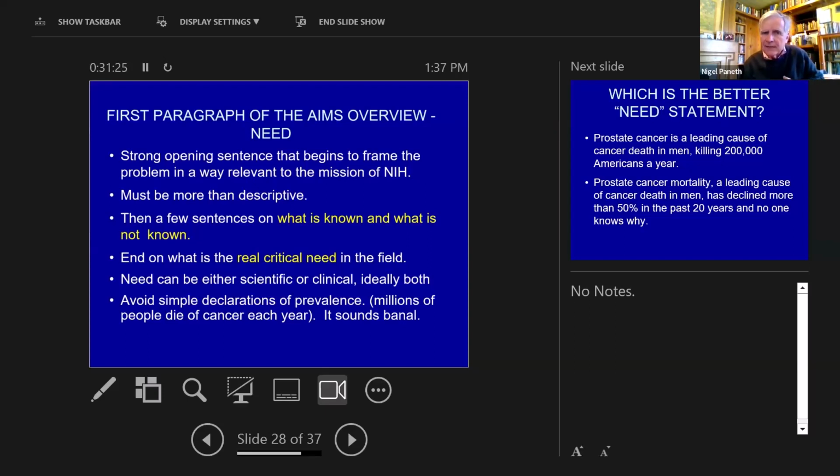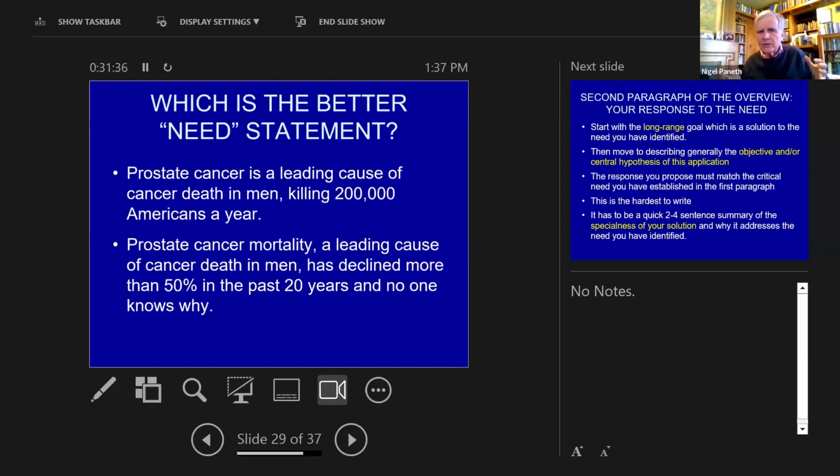And I think sometimes people tend to begin a research proposal with a simple statement of how large a burden. I don't think that works very well. Let me show you the next page. For example, if you start, and I've seen so many proposals begin this way, prostate cancer is a leading cause of cancer death in men, killing 200,000 Americans a year. Okay, that's fine. That's a nice, true thing, but it doesn't lead you anywhere.